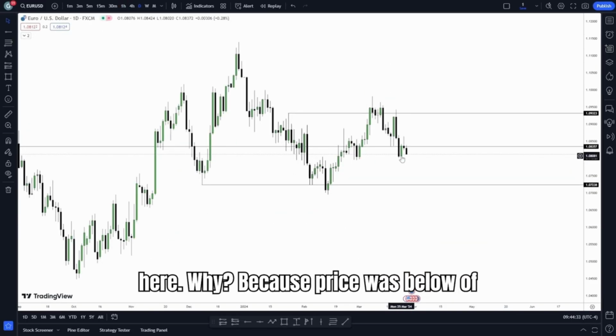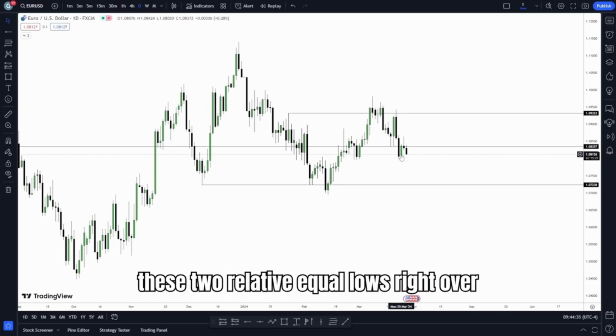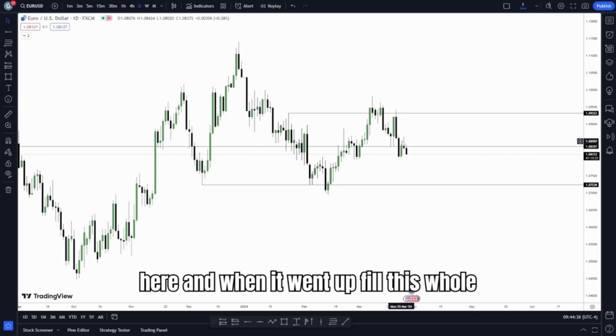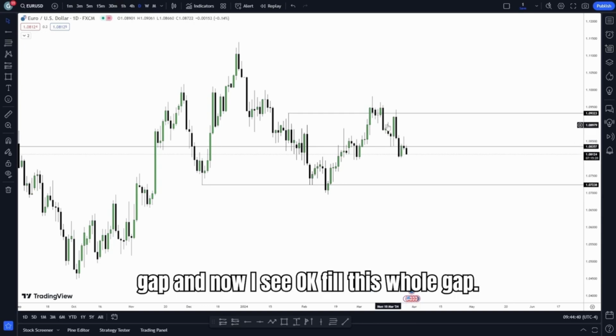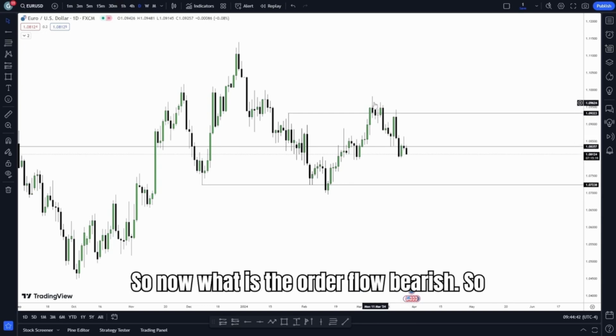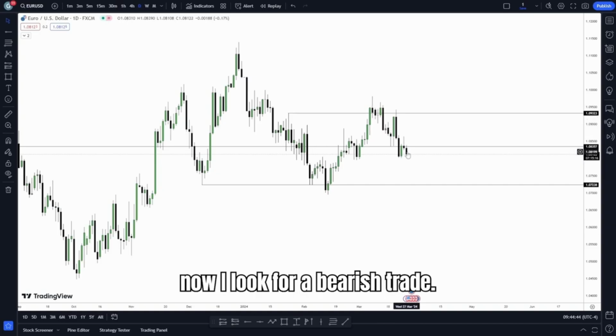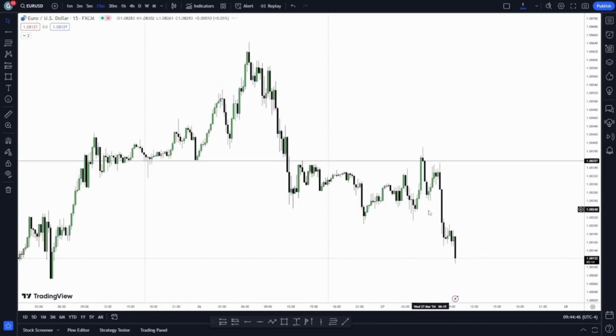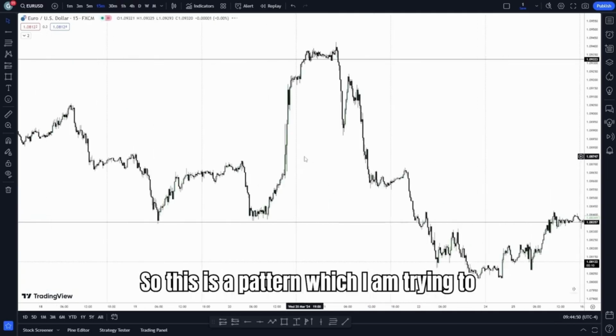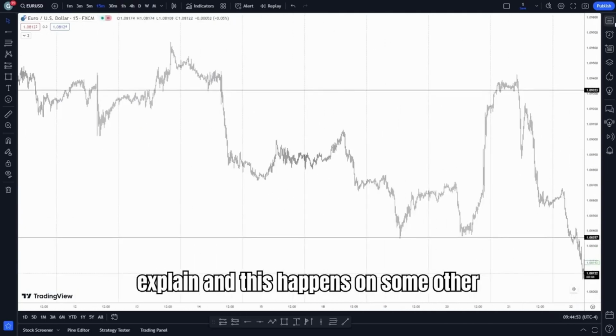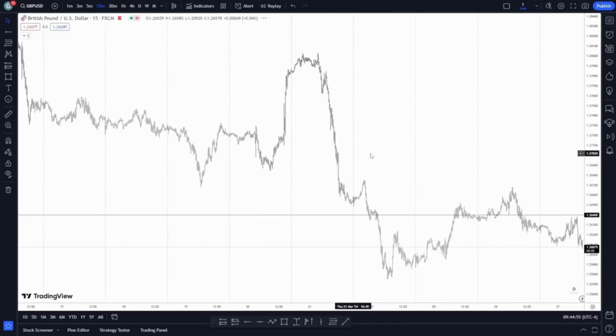Why? Because price was below these two relative equal lows right over here, and when it went up, it filled this whole gap, and now I see, okay, it filled this whole gap. So now what's the order flow? Bearish. So now I looked for a bearish trade today over here. This is a pattern which I'm trying to explain, and this happens on some other charts also.